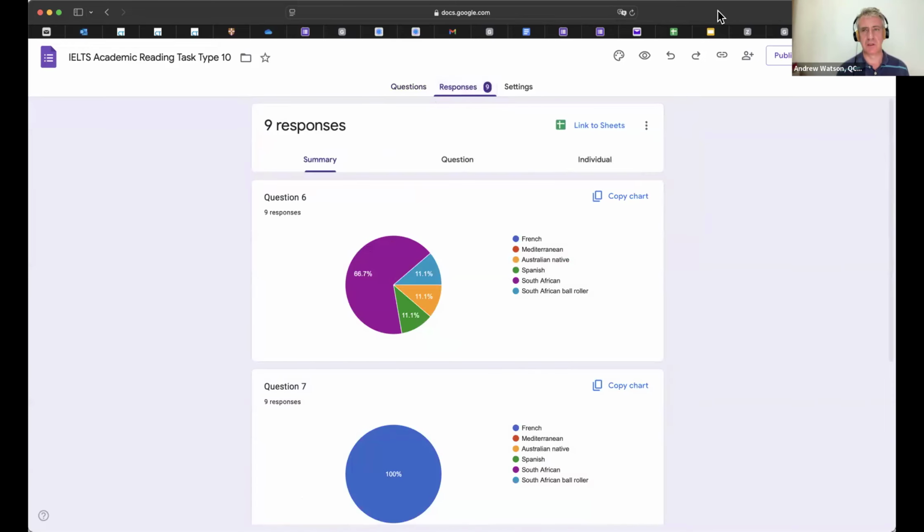Also. Now, I'm going to move on. So that was task 10, diagram label completion. We're now going to practice short answer questions, which may appear anywhere on the academic reading paper. So for this, you need to remind students to read the instructions very carefully.